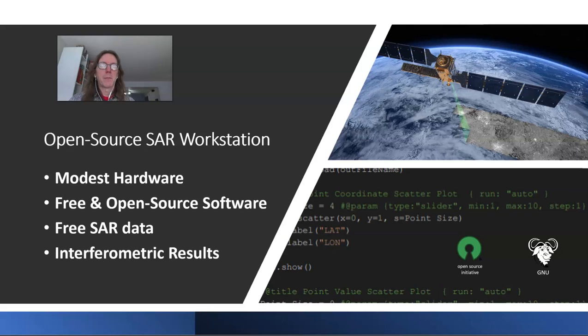With all that in mind, the goal of this project was using modest hardware and free open source software to assemble a SAR workstation capable of generating interferometric SAR results from freely available SAR data.